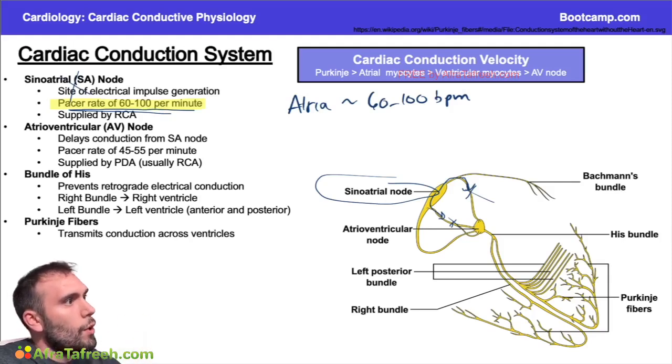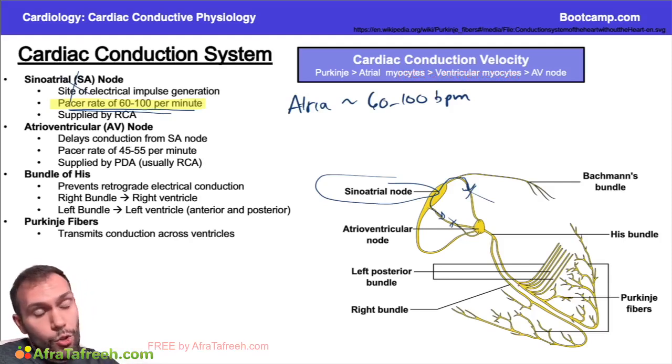So what happens? Well, if you can't get that signal to the ventricles, right, the ventricles are going to say, hey, we still have to contract. We still have to eject blood from the heart.